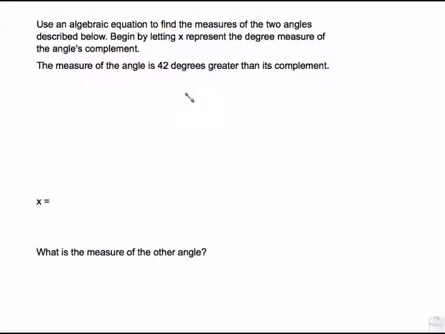Now we want to write an equation. It says use an algebraic equation to find the measures of the two angles described below. Begin by letting x represent the degree measure of the angle's complement. So we will start with x equals the measure of the complement. I'm going to use that to do some translating right here. Complement is what they told me to do for x. This says the measure of the angle, so the angle, whatever it is, equals 42 degrees greater than its complement.